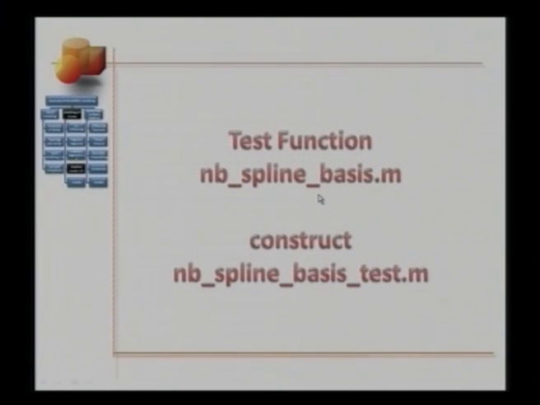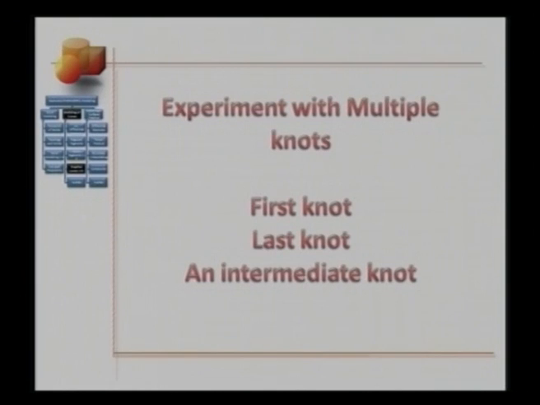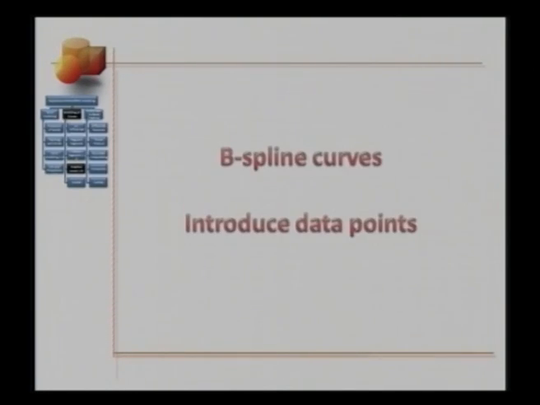So we are just about done testing the normalized basis spline function, for which we constructed a test function here. We also experimented with multiple knots. We had the first knot as a multiple knot of multiplicity 4, which was the order of the B-spline curve or the basis function. Likewise, we also tested for the last knot having multiplicity 4, and for any other intermediate knot, we tested for its multiplicity. We are now ready to design B-spline curves. For that, we would need to introduce data points.